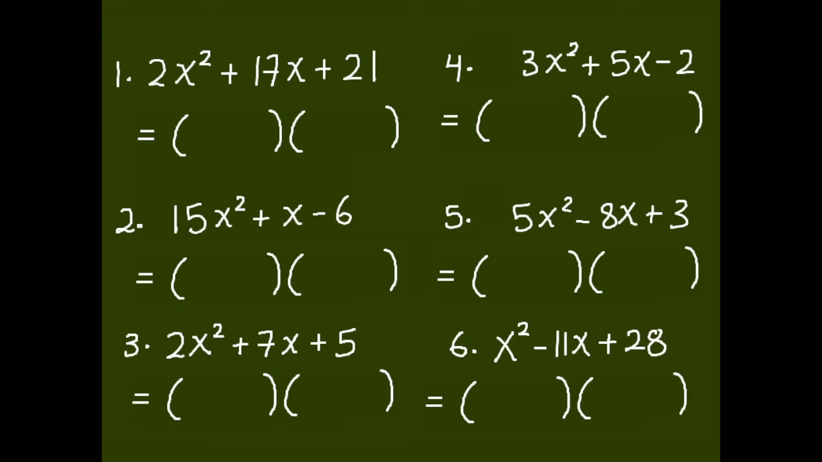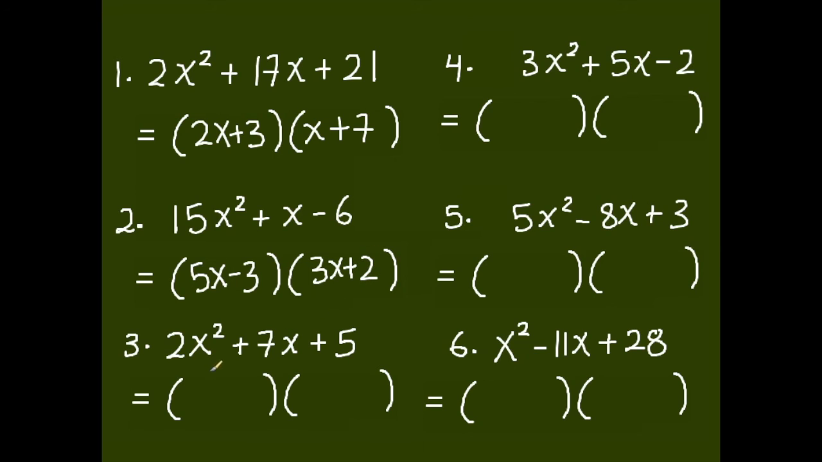Okay, so I hope you paused the video and tried to go through them. The first answer here, the first expression can be factorized into 2x plus 3 multiplied by x plus 7. Okay, the second one here can be factorized into 5x minus 3 times 3x plus 2.